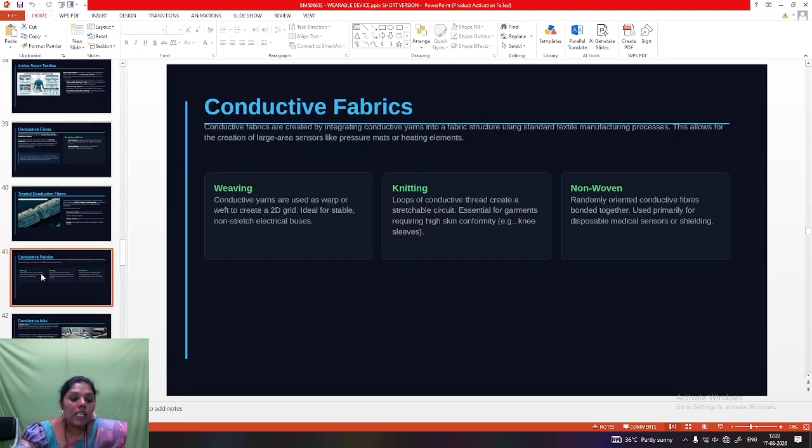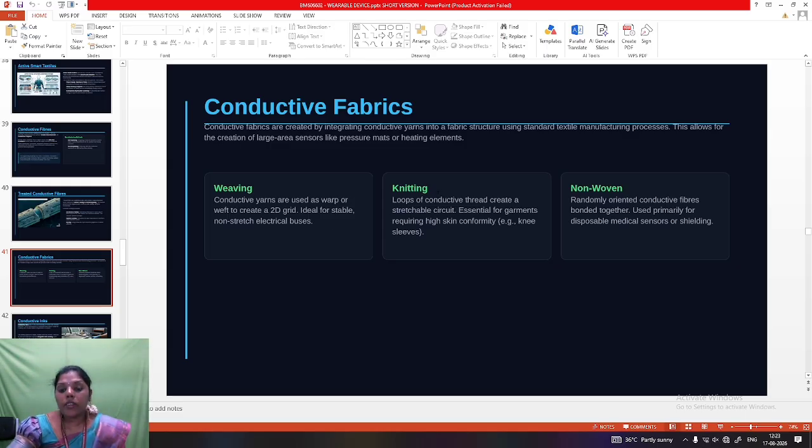Now the next topic, conductive fabrics. Conductive fabrics are created by integrating conductive yarn into fabric structure using standard textile manufacturing processes. It allows for the creation of large area sensors like pressure mats or heating elements. Conductive fabric methods: weaving, knitting, and non-woven. Weaving means conductive yarns are used as warp or weft to create a 2D grid, ideal for stable, non-stretch electrical pathways.